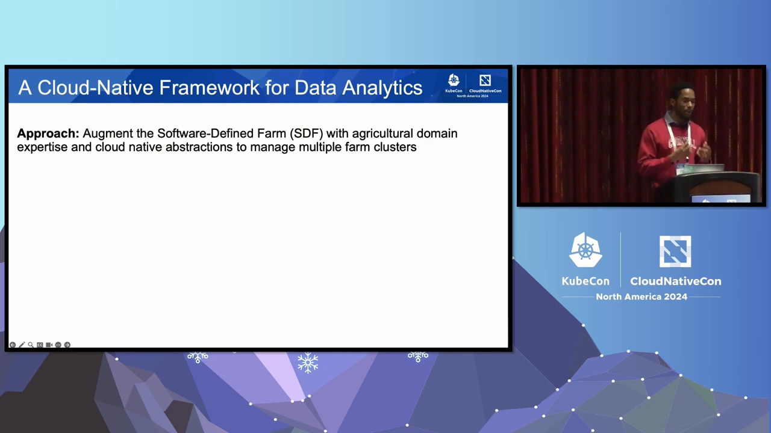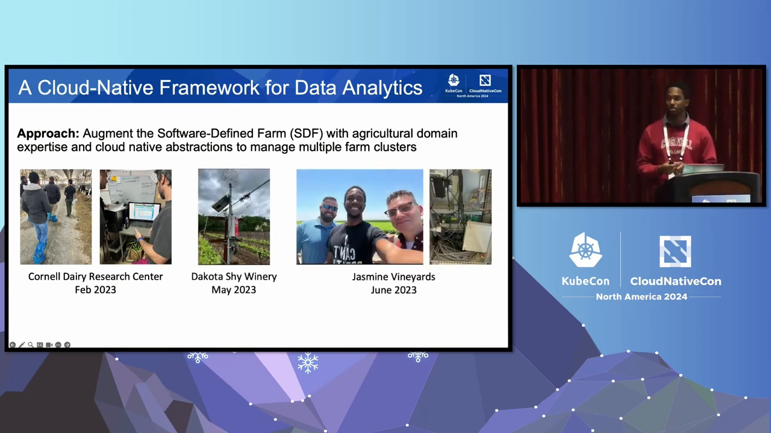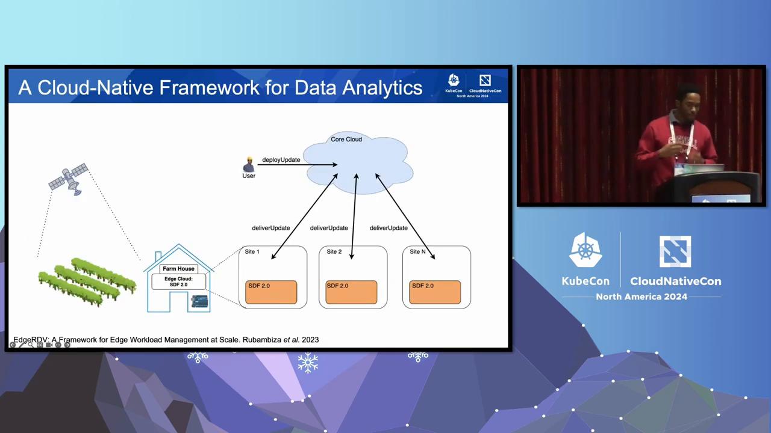To ensure that our system design actually matches day-to-day farm needs, we took our IBM collaborators from their cozy offices and brought them to the Dairy Research Center at Cornell early last year. And then I spent last summer talking to some grape growers and vineyard managers in California, to get a sense of what the actual issues are that they face. So we need a way to manage dairy farms and also vineyards from a single control plane.